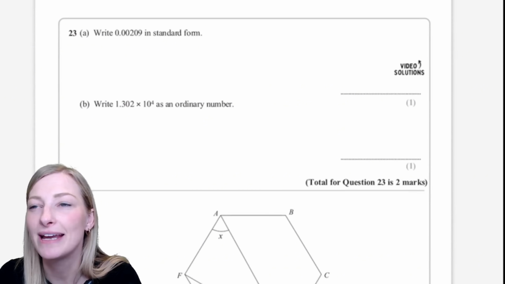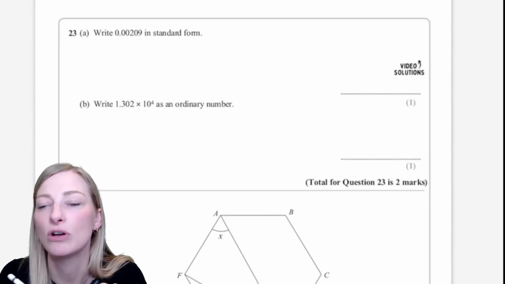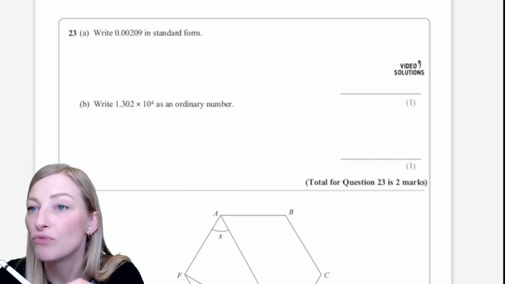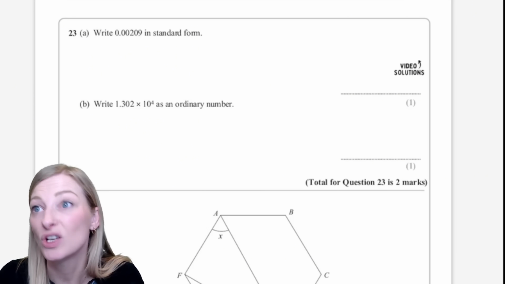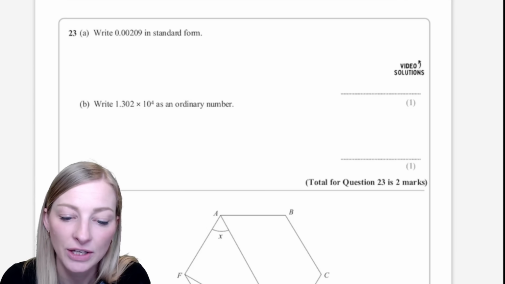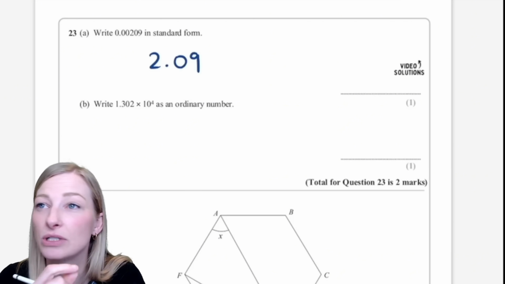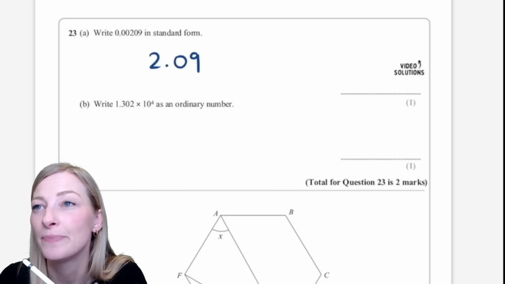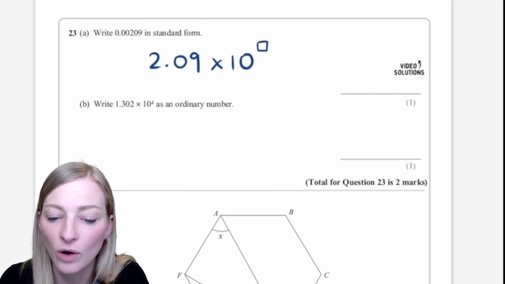Question number 23, and we have standard form. Write 0.00209 in standard form. To write a number in standard form, we need to use a number between 1 and 10 times 10 to the power of something. So the digits here that I need are 2.09. Those are the digits that we need for this question. And we need to multiply it by 10 to the power of something.